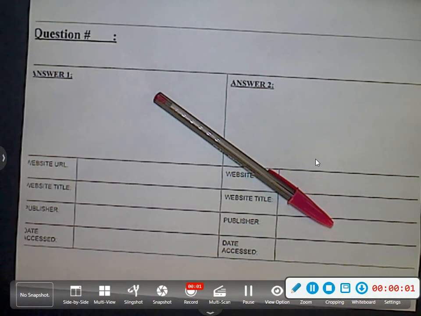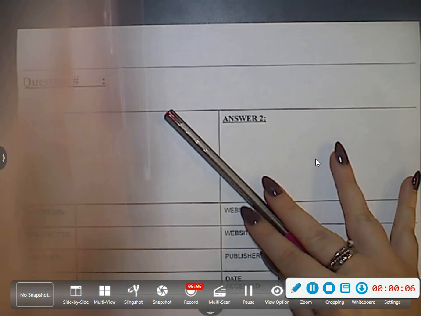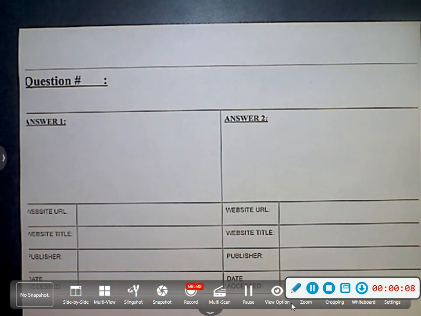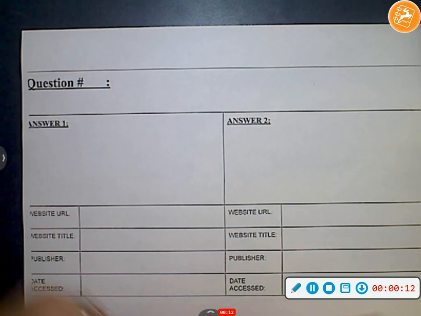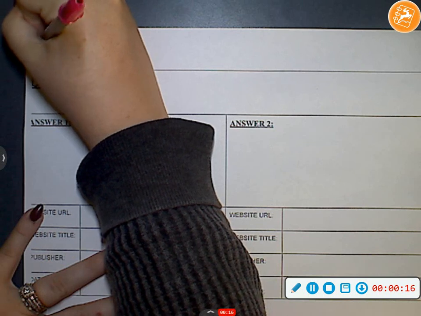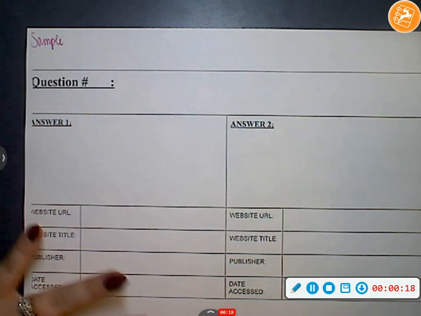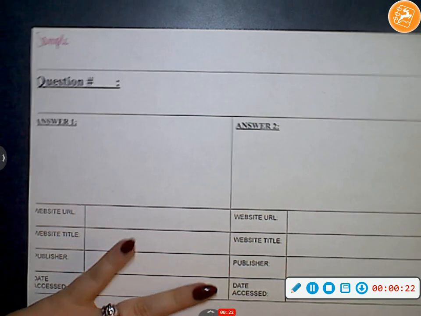All right, today I'm going to be showing you how to do your research project. So, what I want you to do first is at the top of your paper, somewhere at the top, I would do it right here, I want you to write your first and last name. I'm writing sample, don't write sample. Write your first and last name at the top, in the top left-hand corner.